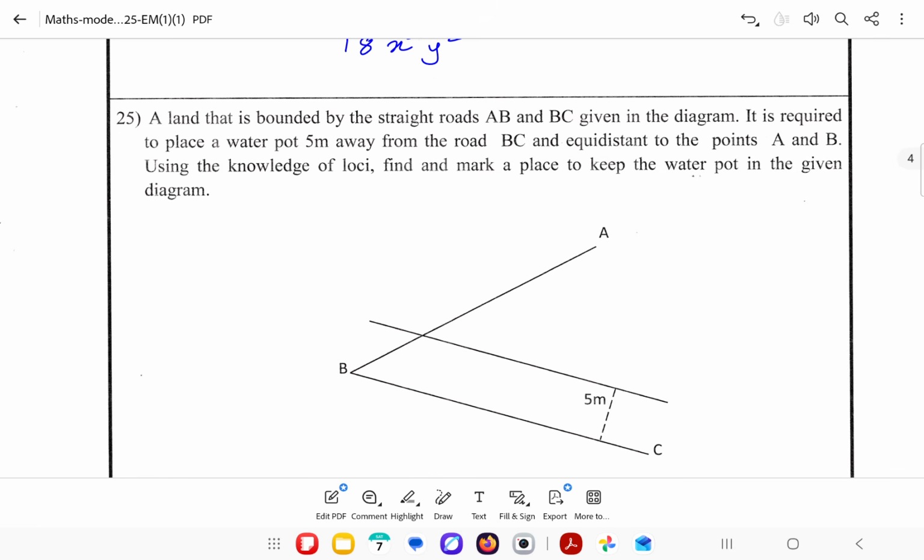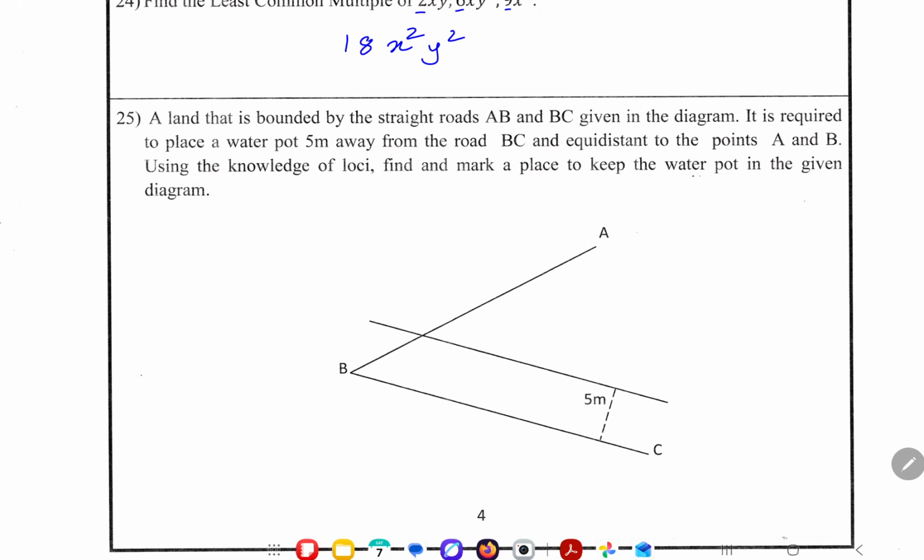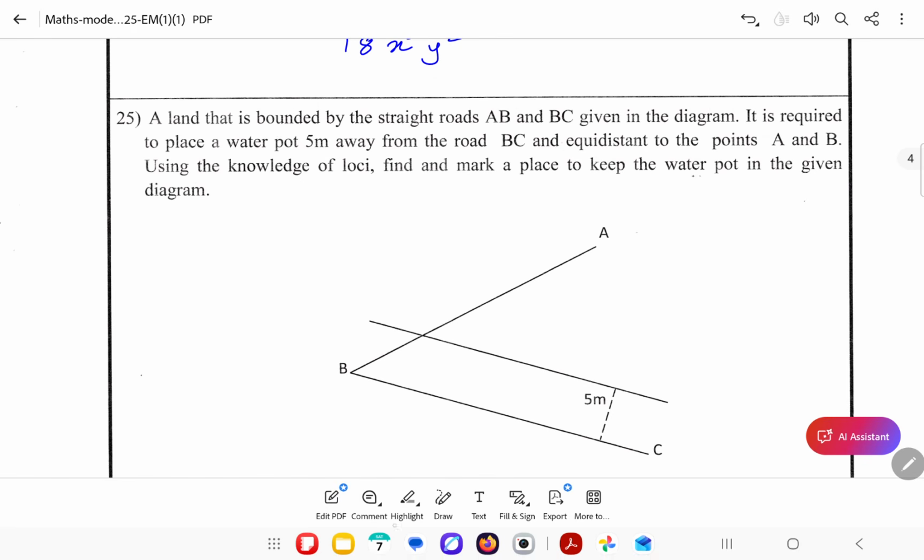Right, then what do we have? A land that is bounded by the straight roads AB and BC given in the diagram. It is required to place a water pot 5 meters away from the road BC and equidistant to the points A and B. Using the knowledge of loci, find and mark the place to keep the water pot in the given diagram.